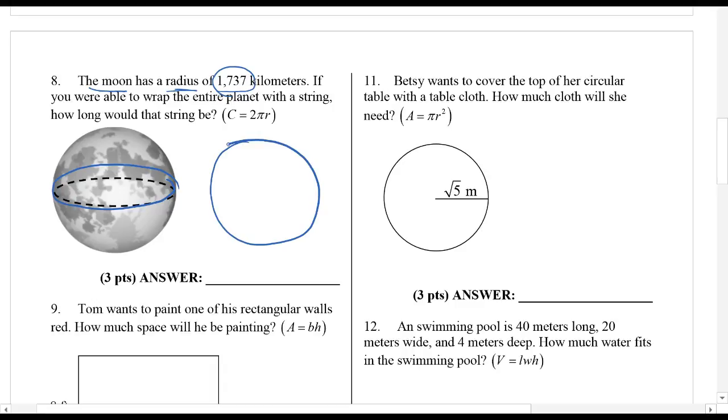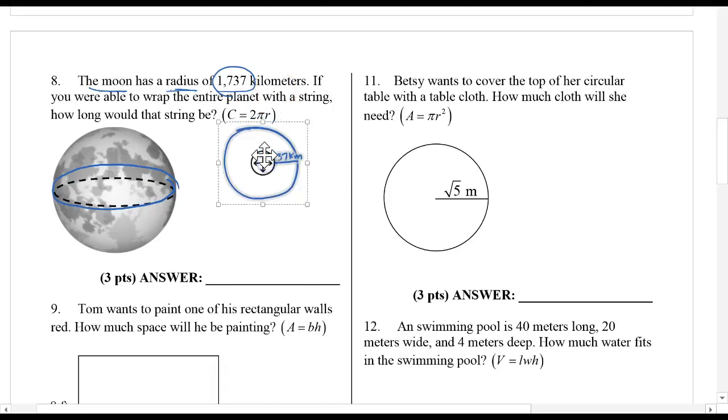Okay? And it says the radius of the moon, which means the center of the moon to the side, is going to be 1,737 km or kilometers. Okay? So if it's that far, let's move this a little bit further and shrink it. It's a little big. There we go. That's much better.